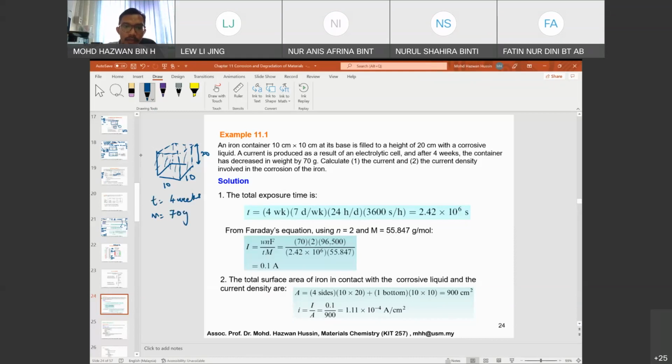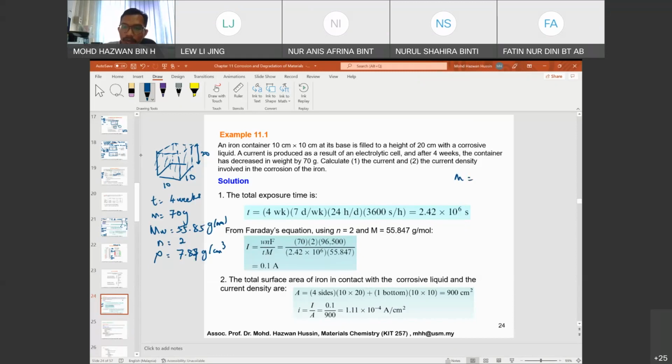Other information that is not provided, maybe I can give. Atomic mass, 55.85 gram per mole. Valency is equal to 2. Density is 7.85 gram per centimeter cube. So first question, we want to calculate the current.